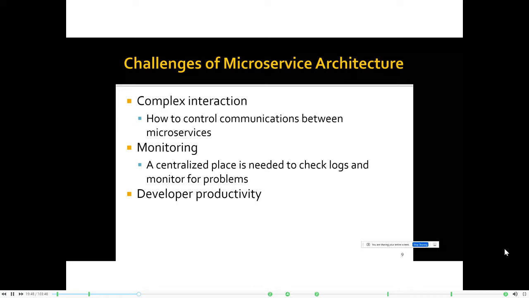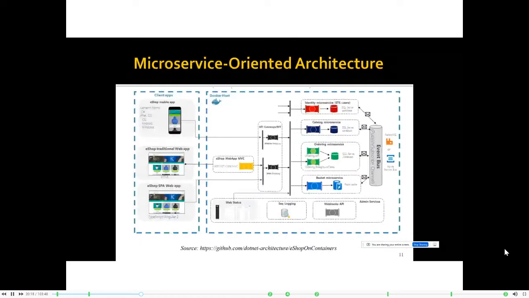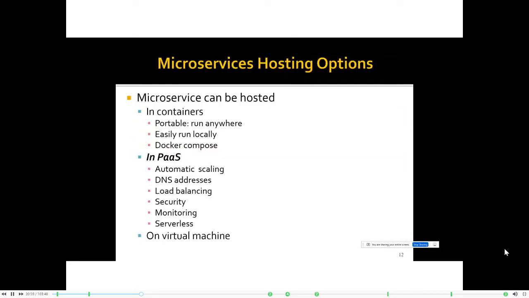Because each of them is independent, how to monitor the application is also not easy. So we say we may need a centralized place to check logs or monitor problems. And also, developers' productivity may not be as high as when people use monolithic architecture. Okay, so this is what we're talking about.